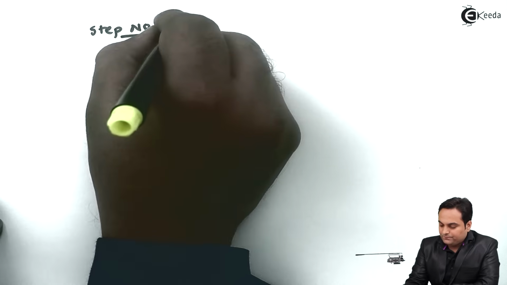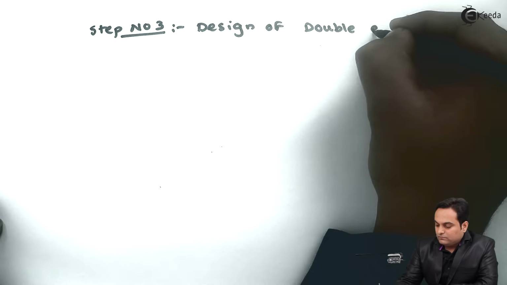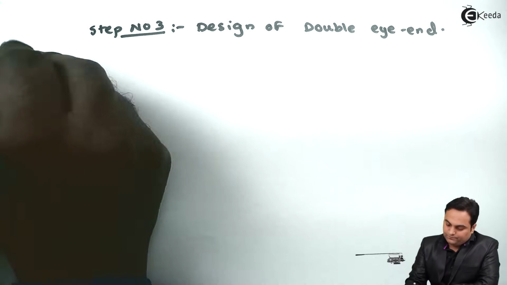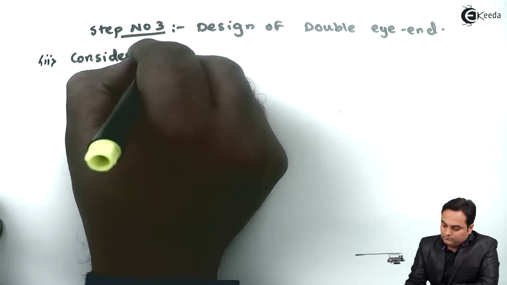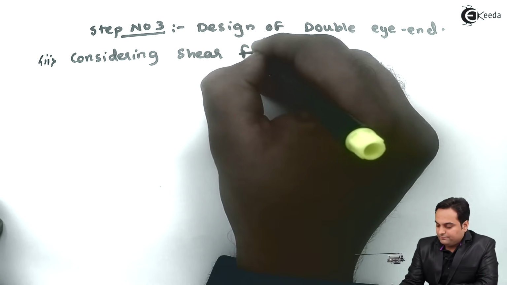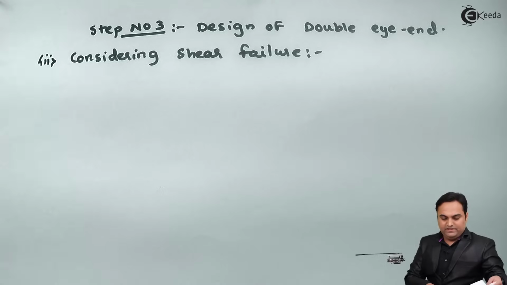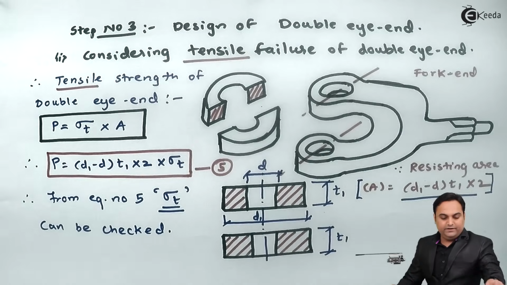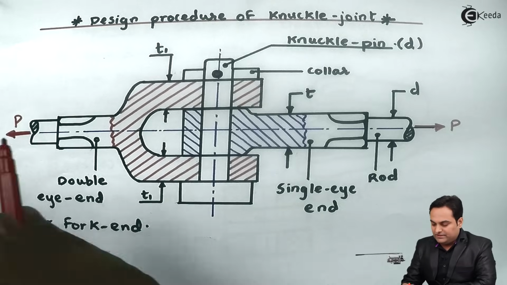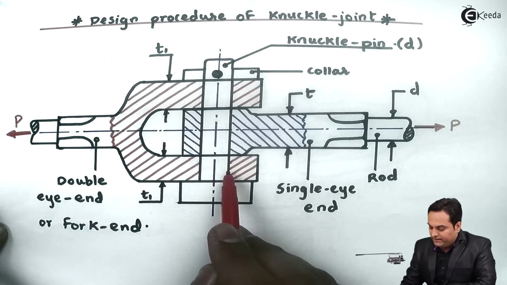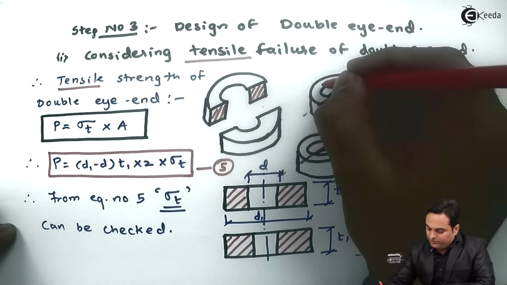Step number 3, design of double eye end considering shear failure. Now when it is shearing, the example is like this. Since we have the fork end here, when we are applying a load here, there are chances of these two rectangles to shear, and how it will look like, it will be removed from this surface.